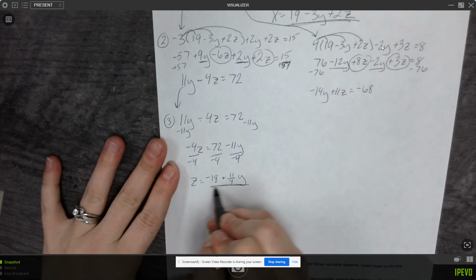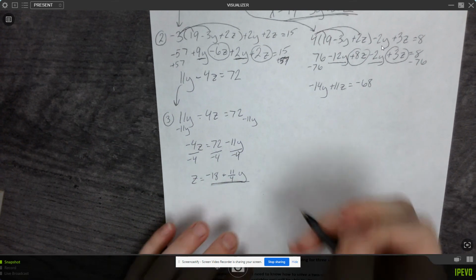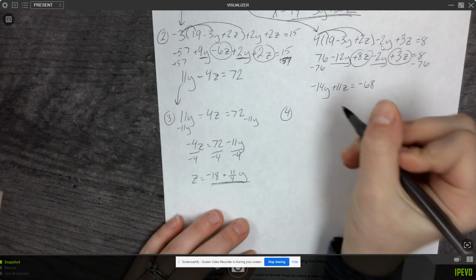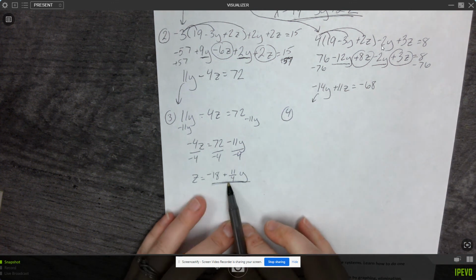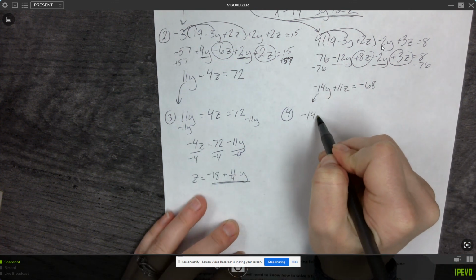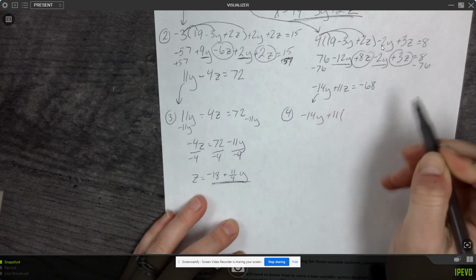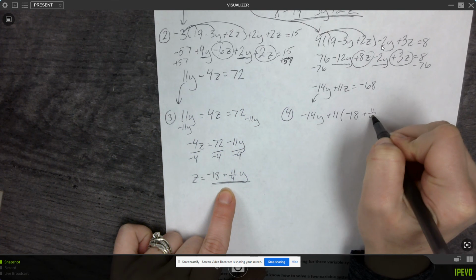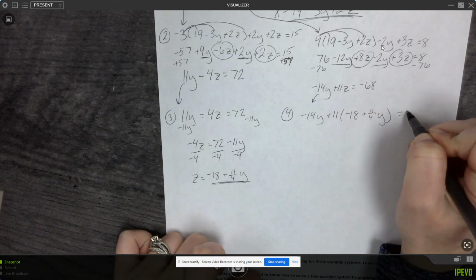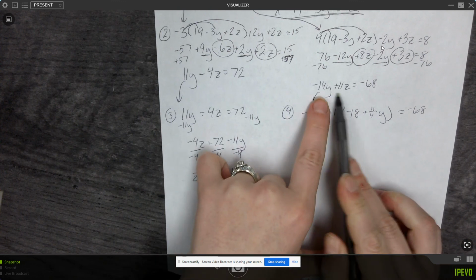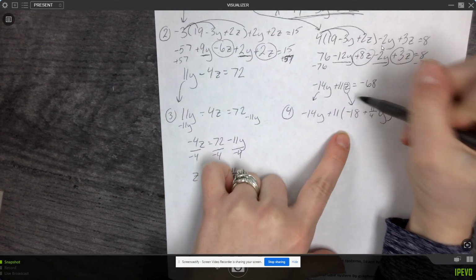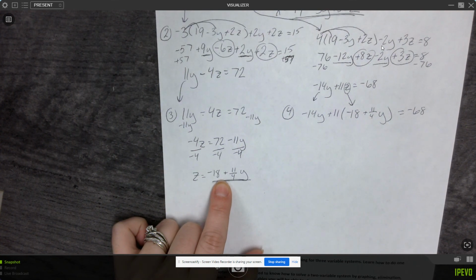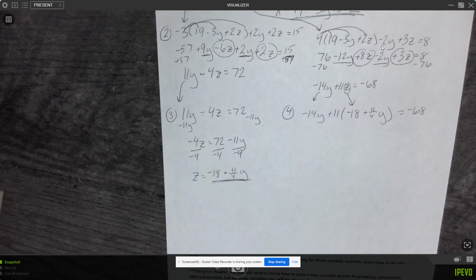Okay, so now we're going to use substitution again, taking the equation we did not solve for and what we know z is. So negative 14y plus 11, but I'm going to replace z with negative 18 plus 11 over 4y, equals negative 68. So I'm substituting right here. Instead of z, I'm replacing with what I just solved z equals. And repeat my process again.